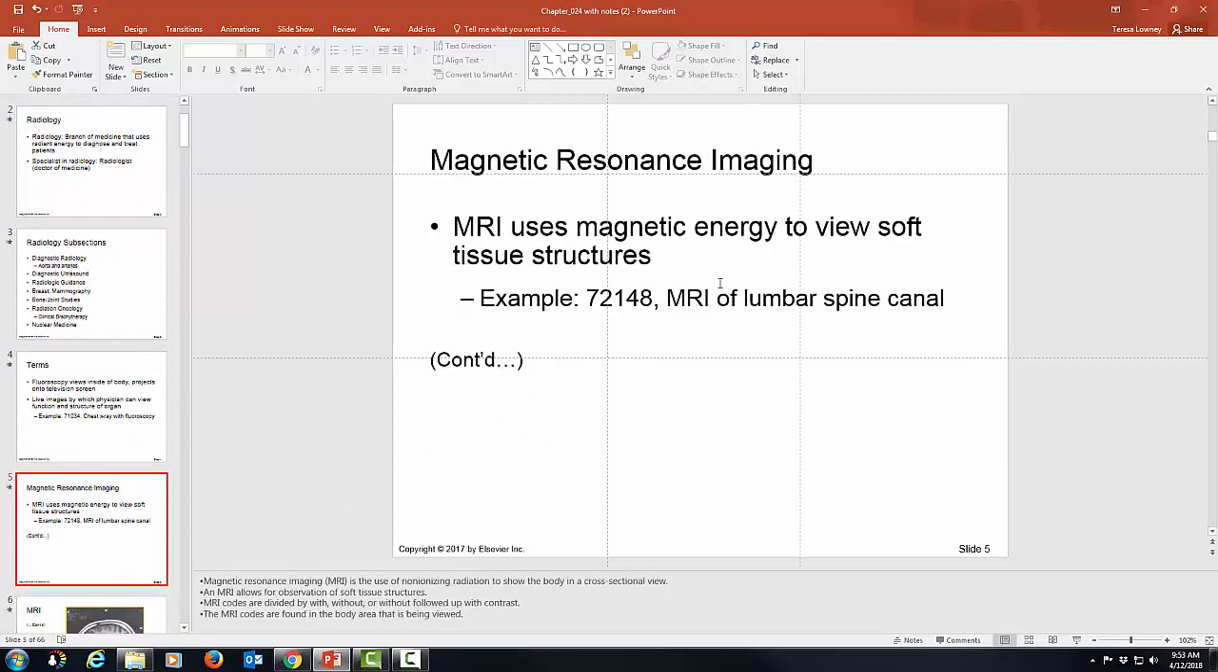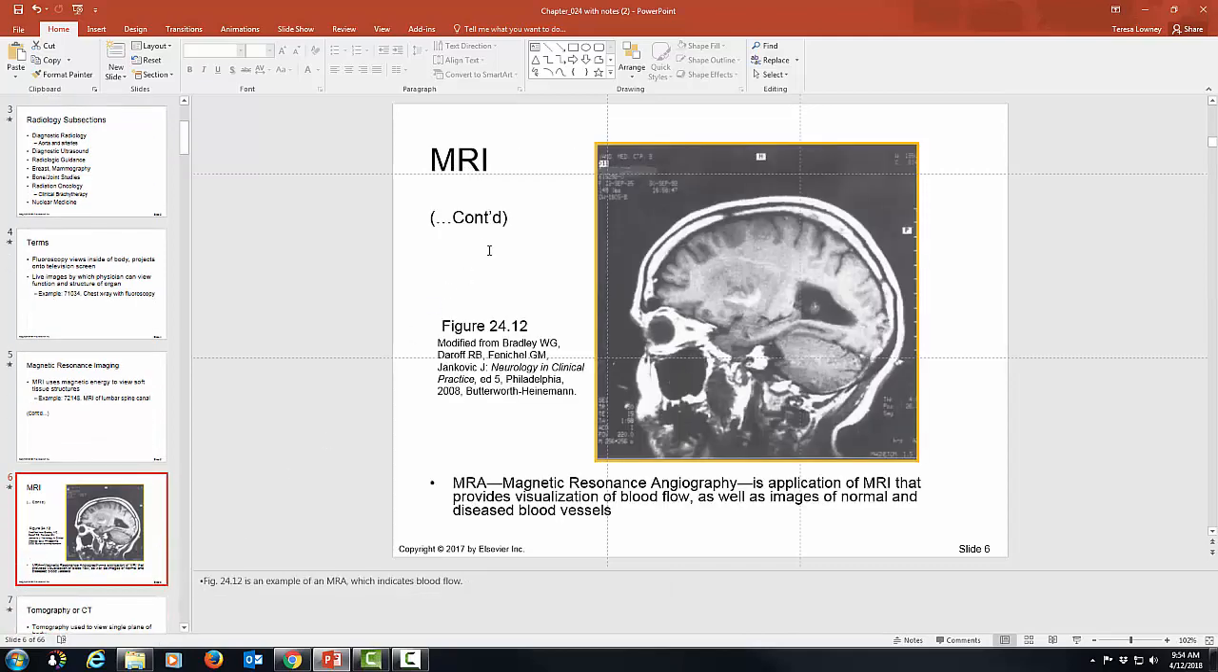MRI, magnetic resonance imaging, uses magnetic energy to view soft tissue structures. So, for example, after the car accident, I had a 72148, an MRI of my lumbar spine canal, where they found the extruding disc compressing the nerve root. So, you need to remember that these MRI codes are found in the body area that is being viewed. So, that anatomic site is important.